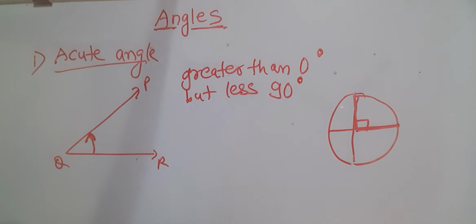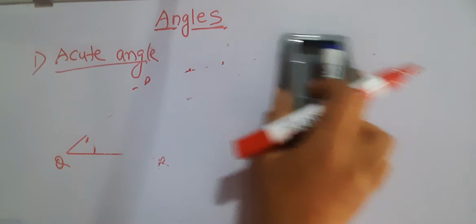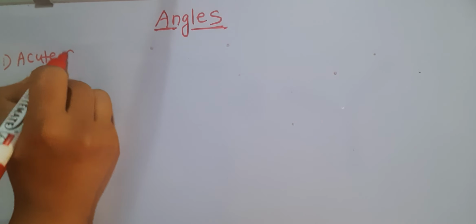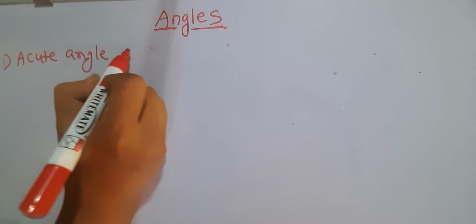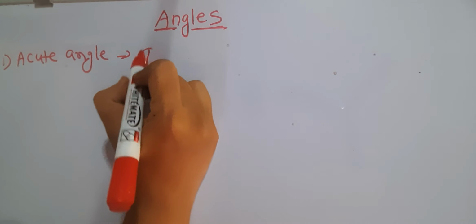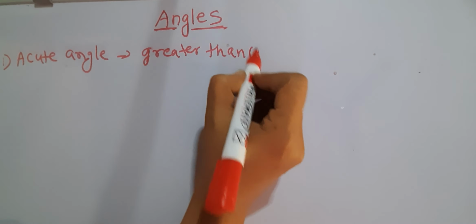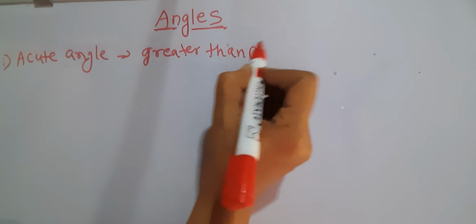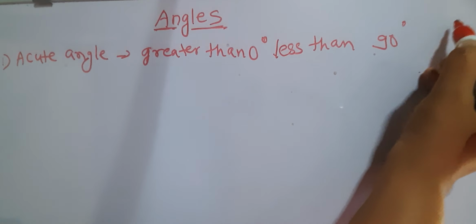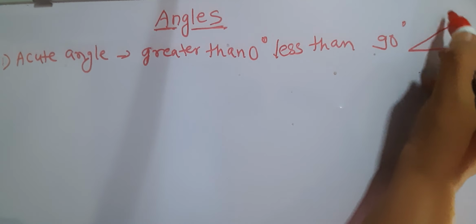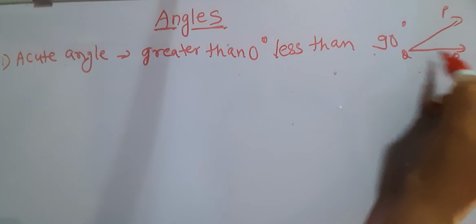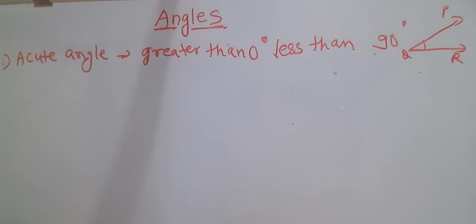So, acute angle: greater than 0 degree, less than 90 degree. Then we can say an acute angle is formed.